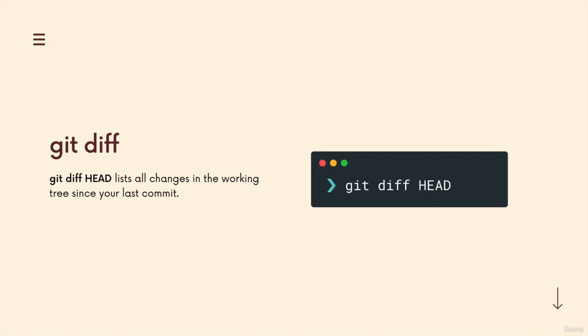The next version we'll look at is git diff head. So this will list all changes in our working directory since the last commit, since head, right? Remember, head is this pointer, this reference to the last commit, typically the last commit on a branch. So wherever head is, when we do git diff head, we'll see the changes that we've made since head.